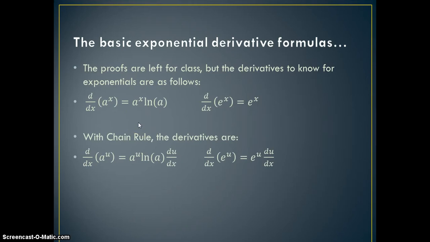If we include the chain rule, for example, if we had the derivative of a to the u, where u was some sort of a function of x, then the formula is the same, but we do need to make sure that we take the derivative of u with respect to x, as if it were an inside function, which it is. Same thing with e to the u. If we were finding the derivative of e to the u, where u was a function of x, we would get e to the u du dx.